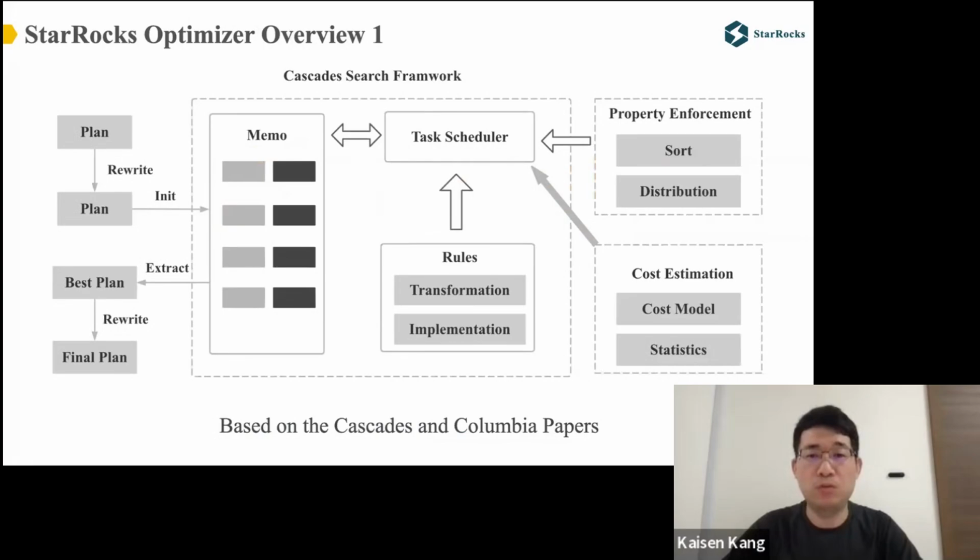This diagram shows the overall architecture of the StarRocks Optimizer. The overall framework of the StarRocks Optimizer is implemented based on the Cascades and Columbia papers. The memo data structure, search framework, rule framework, and property enforcer of the StarRocks Optimizer are consistent with Cascades.